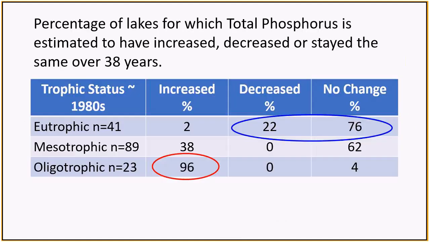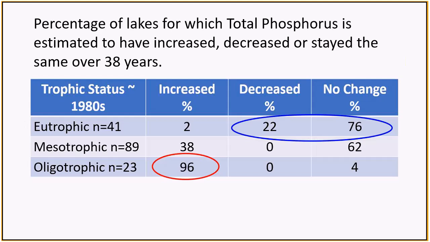So based on those confidence intervals in that graph I just showed, I estimated that 96% of the oligotrophic lakes, the low nutrient lakes in Vermont, have increased in phosphorus over the last 40 years. 38% of the mesotrophic lakes have increased, but in contrast, almost none of the eutrophic lakes have actually increased in phosphorus, and 22% have actually decreased in total phosphorus.